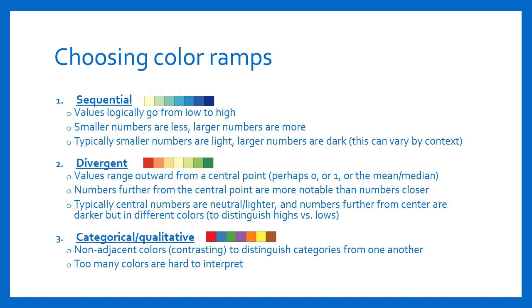And our brains are pretty cued to see dark colors as more of something. So when we see a dark color, we know that there's more of it there. So sequential is good for representing rates or prevalence or something.